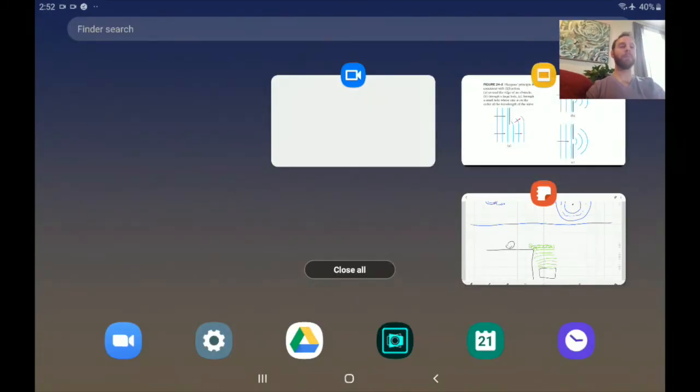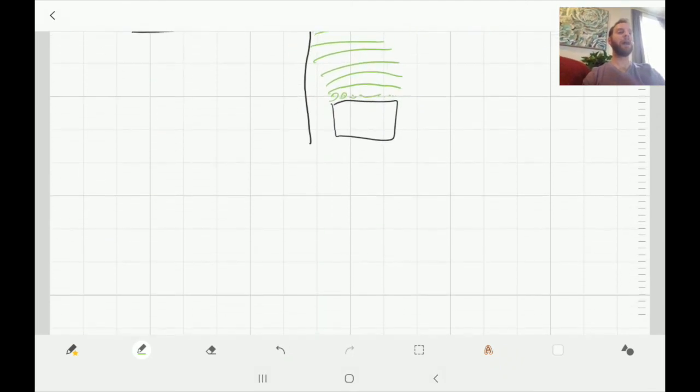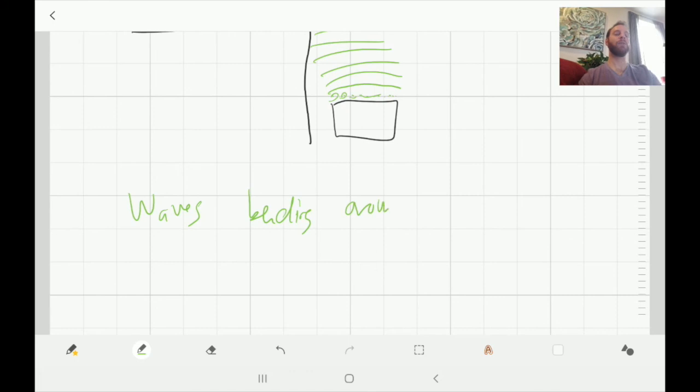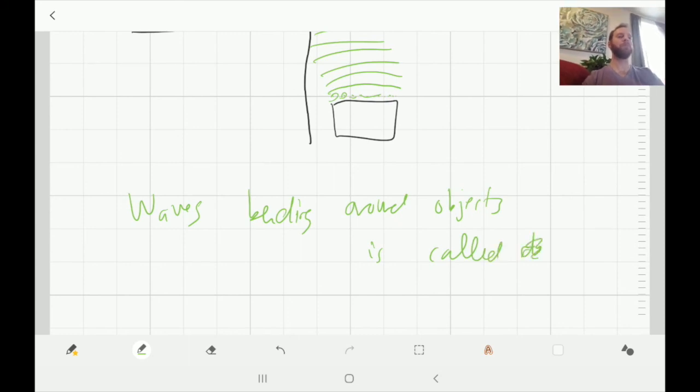Okay. Anyway, this effect, so now I'll just write this out in words. The result of waves bending around objects is called diffraction. I'm going to misspell it probably.